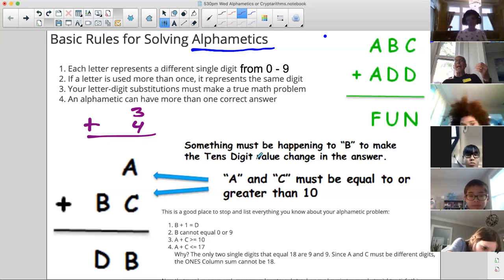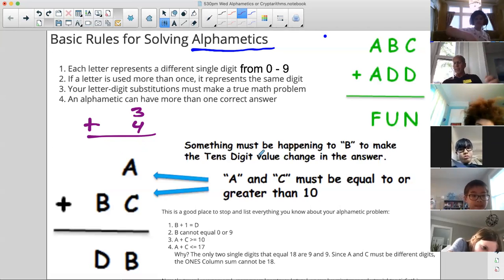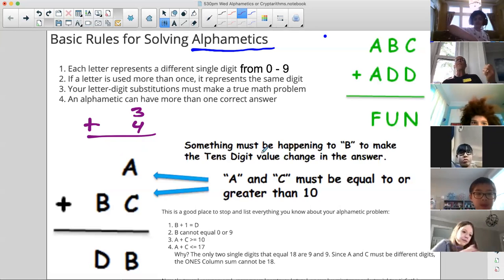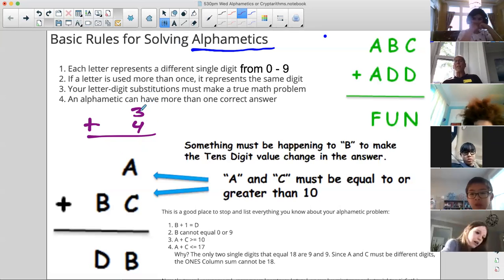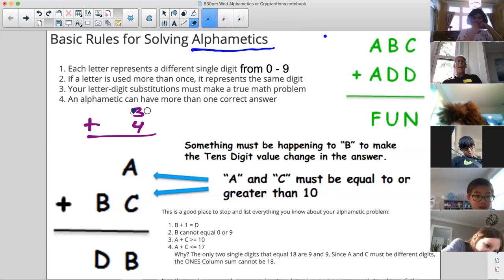So as long as A plus C is, can anybody give me an algorithm? Go ahead, Hannah. More than 10. As long as A plus C is more than 10, we might have a solution. So they can't be numbers that only give us a single digit. So Hannah, what would you like to try?